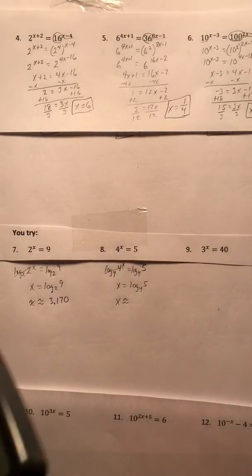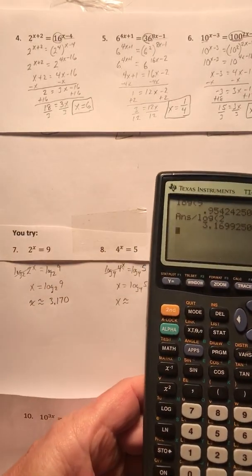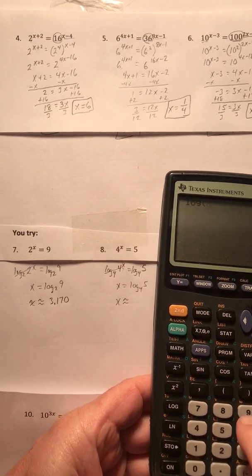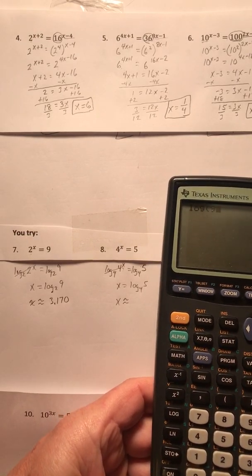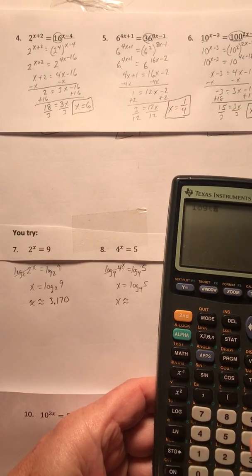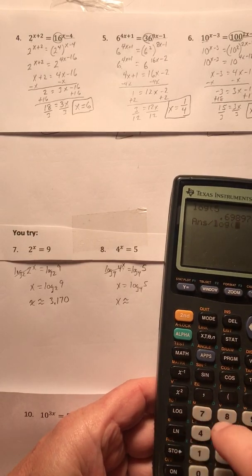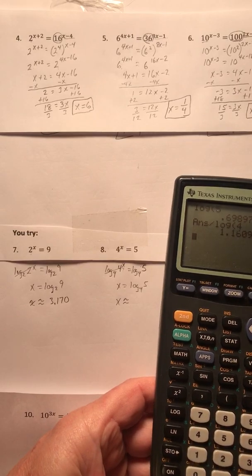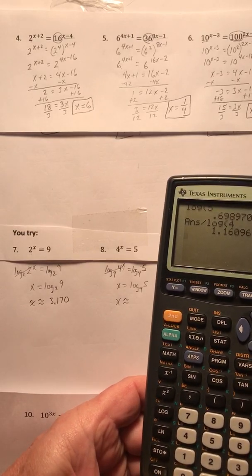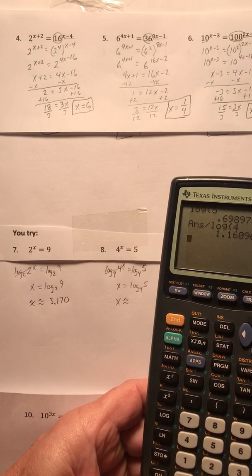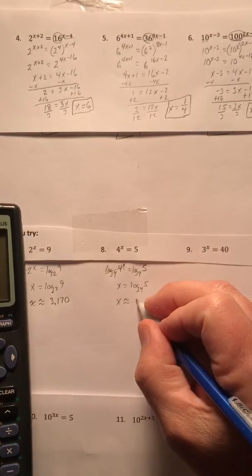And now we're ready to put it in the calculator. So again, using my change of base formula, I'm going to do log 5, enter, divide it, log 4, enter. And I get 1.1609, so it's going to be 1.161.